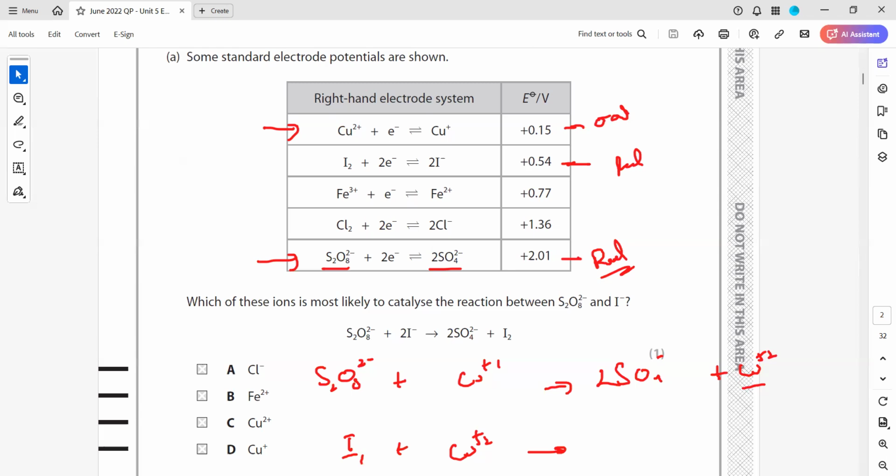So this has to be reduced and this has to be oxidised, but we want iodide as the reaction can occur between iodine molecule and a copper 1 ion, not copper 2 ion.